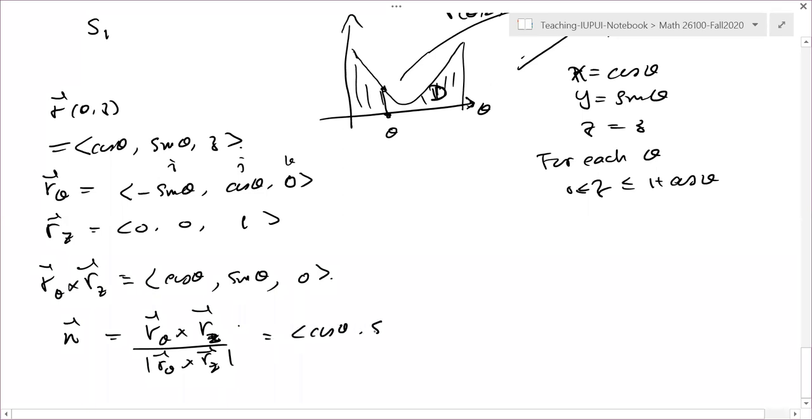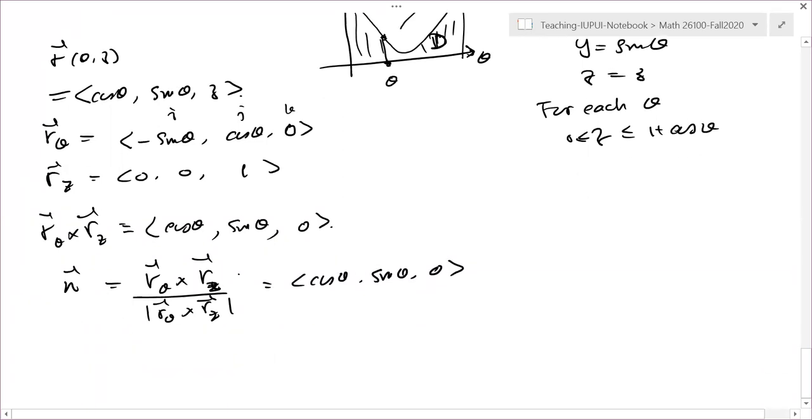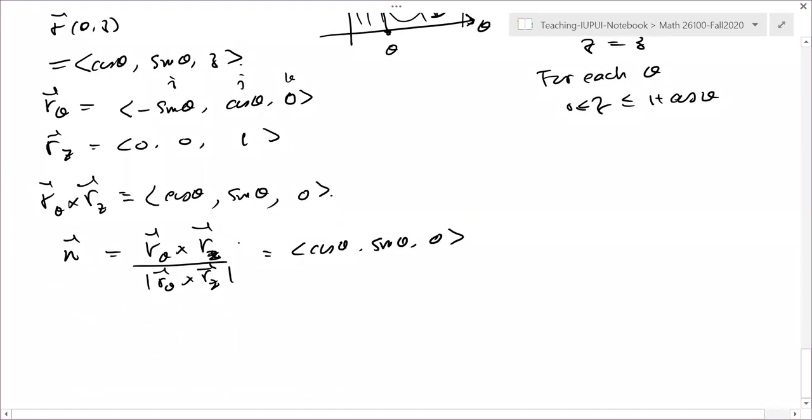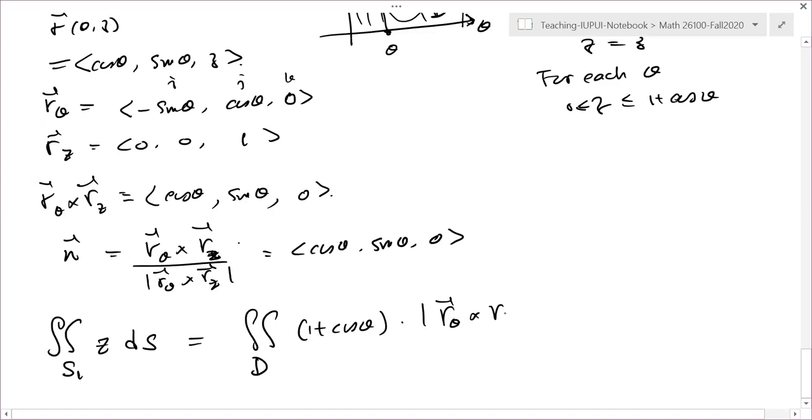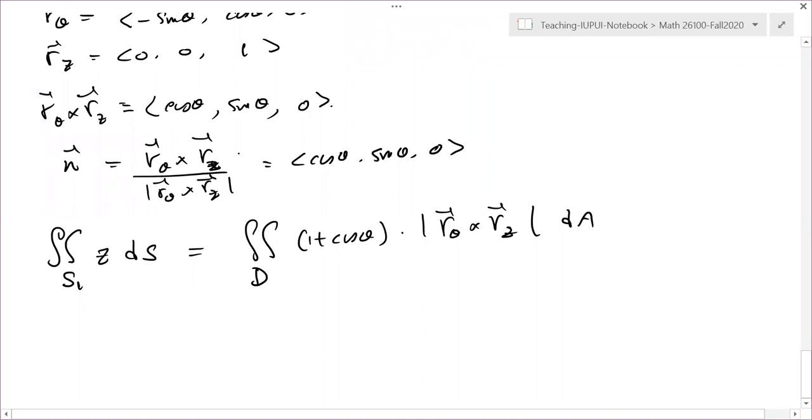So this is cosine theta, sine theta, because it's a unit vector. So what we need is just a norm, right? So the integral of this function dS is going to be the integral over the domain D, where z is going to be changed to 1 plus x, which x is cosine theta, and then the norm of this, and then dA, right? But the norm is going to be what? It's a normal vector. So we have this double integral over that domain.